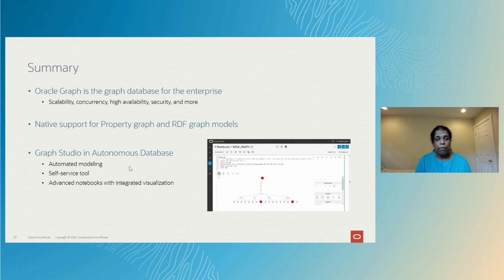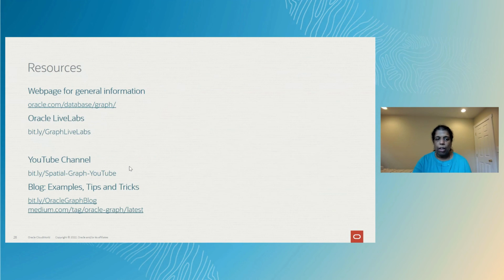So Oracle Graph is a graph database for the enterprise, and we have native support for property graph and RDF graph models. Oracle Graph is supported in all database editions, on all platforms. In Autonomous Database, you have automated modeling and some advanced features that help you get started quickly.